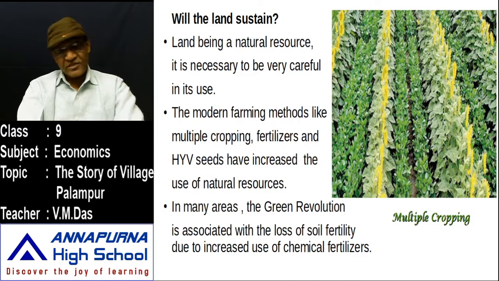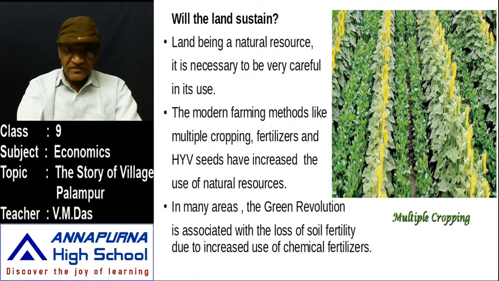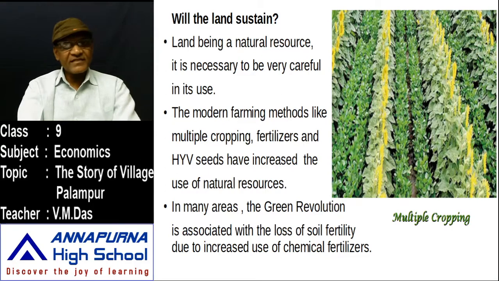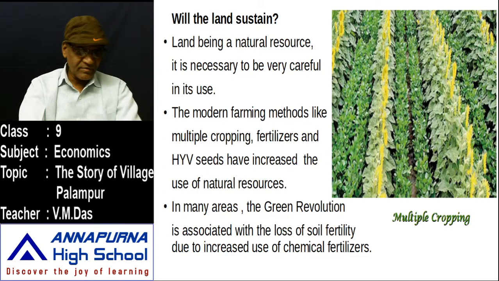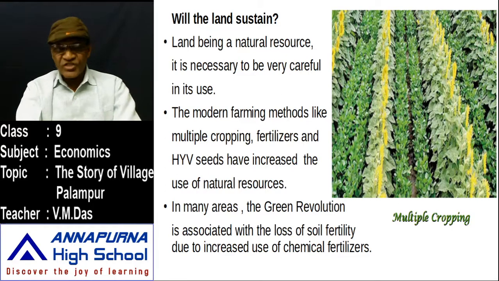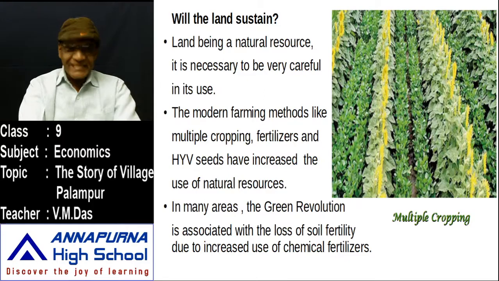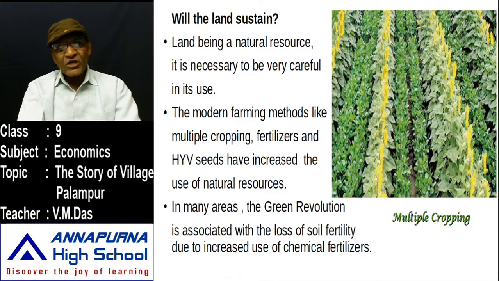They followed the multi-cropping system, and they used fertilizers widely, chemical fertilizers, and modern seeds. Improved seeds, that is HYV, high yielding variety seeds, have increased the use of natural resources, and by using all these modern methods they achieved good crop production in their village.